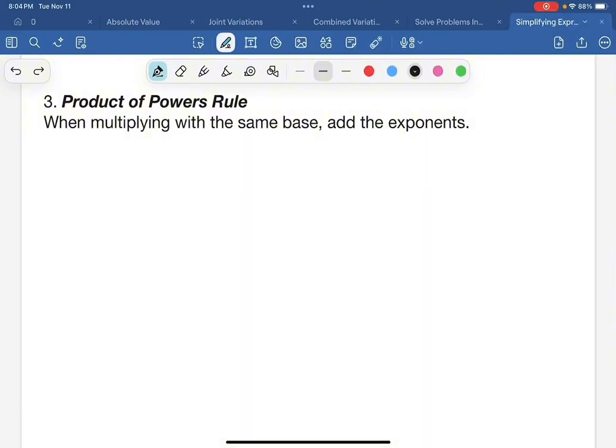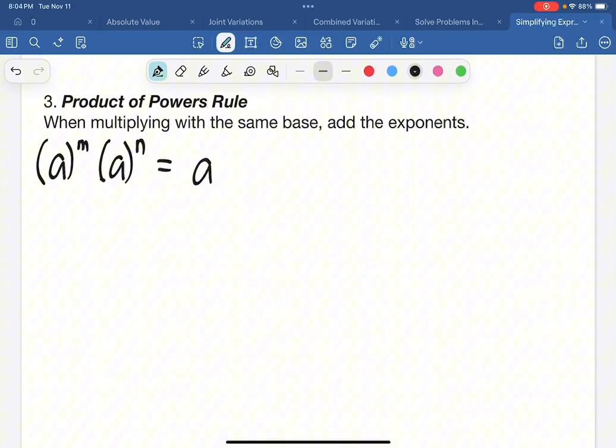Third, we have the product of powers rule, which means when multiplying the same base, all you need to do is add the exponents. Now here's the general rule or formula for this. a raised to m times a raised to n equals, again, copy the base, a, and then add the exponents. So instead of multiplying m times n, just add.